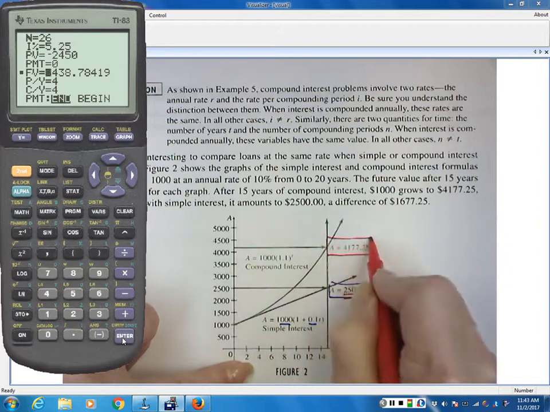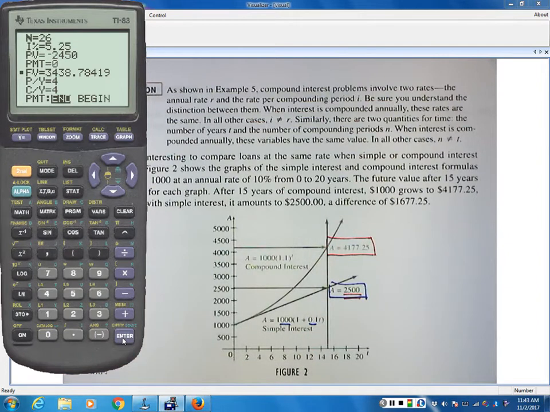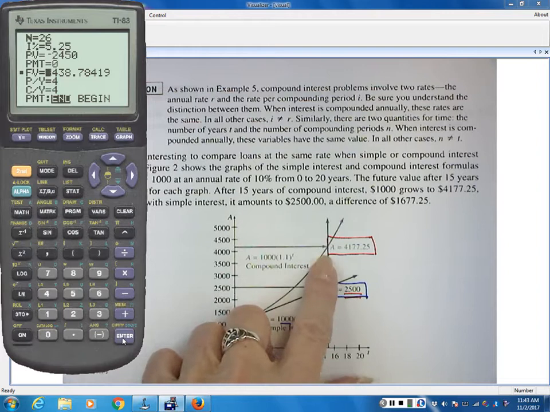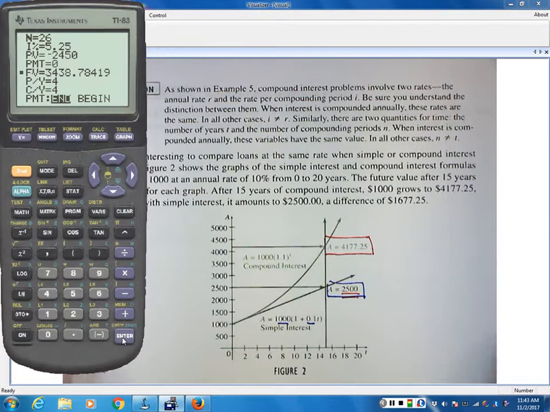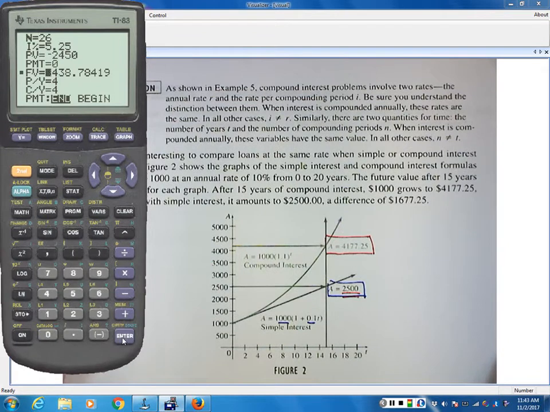Look how much more you'd have if they compounded your interest every year. Because what's happening is you're getting interest on interest that was already paid to you. So it grows a lot faster. Now on the negative side, if that's a loan, your payoff is a lot higher.